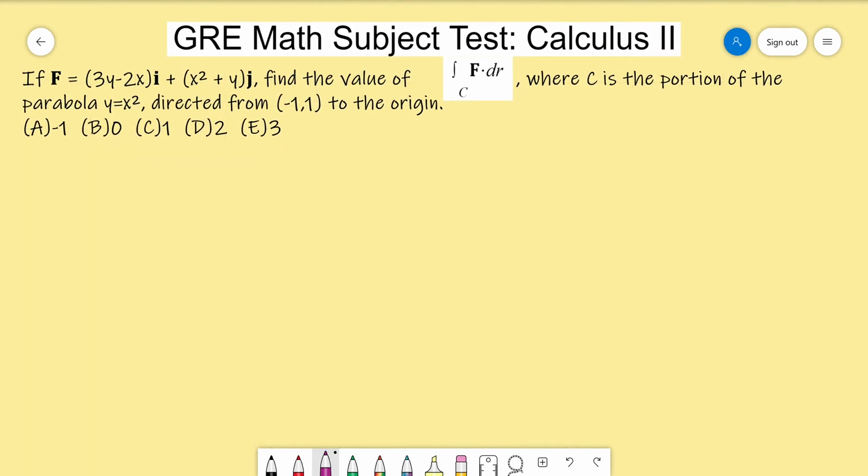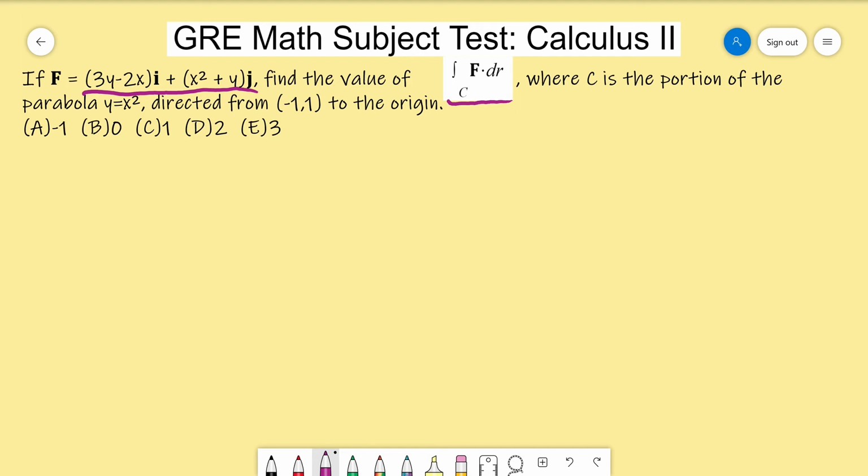And in this problem we'll get a vector field F equals (3y - 2x)i + (x² + y)j. We're asked to find the integral of F dot dr along the contour C. This is a line integral. We're given the portion of the parabola y equals x squared from (-1, 1) to the origin.